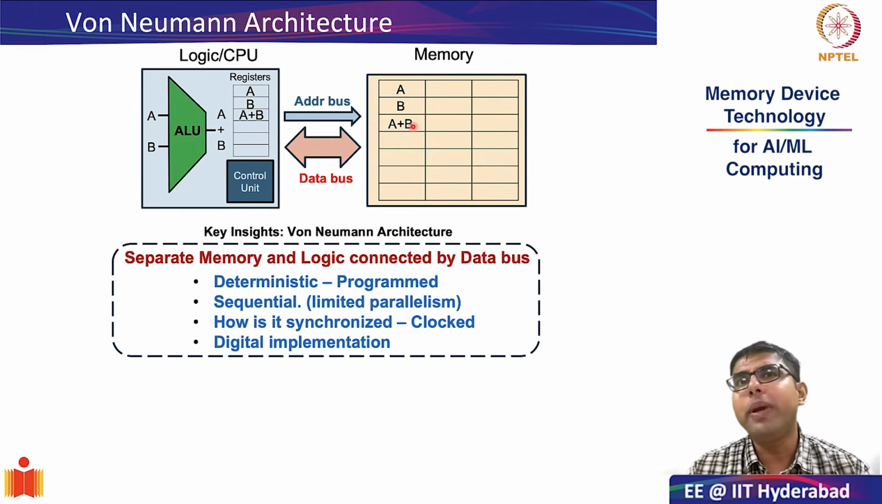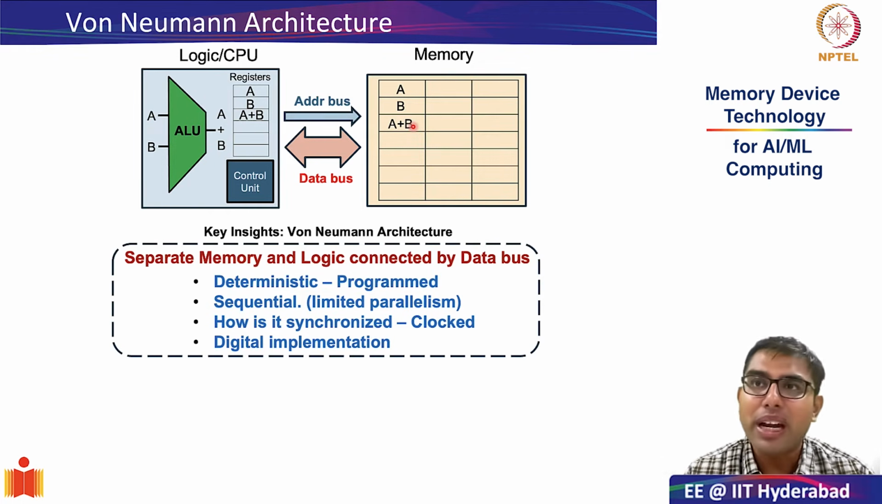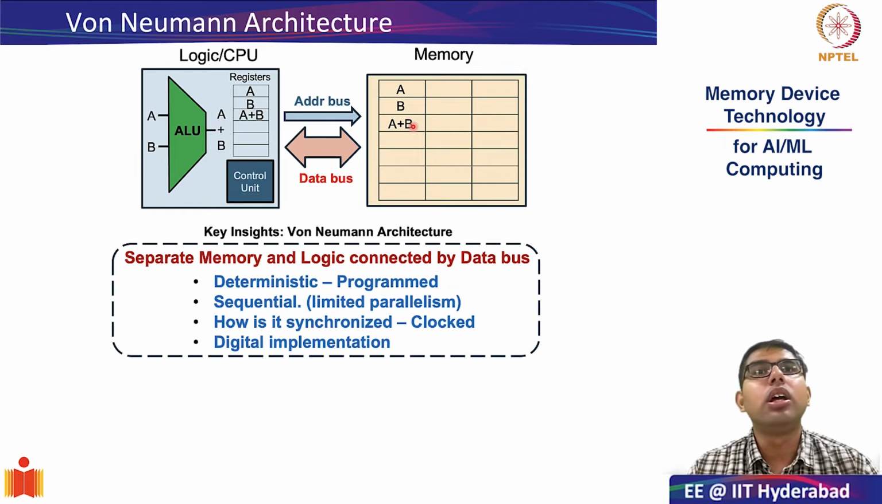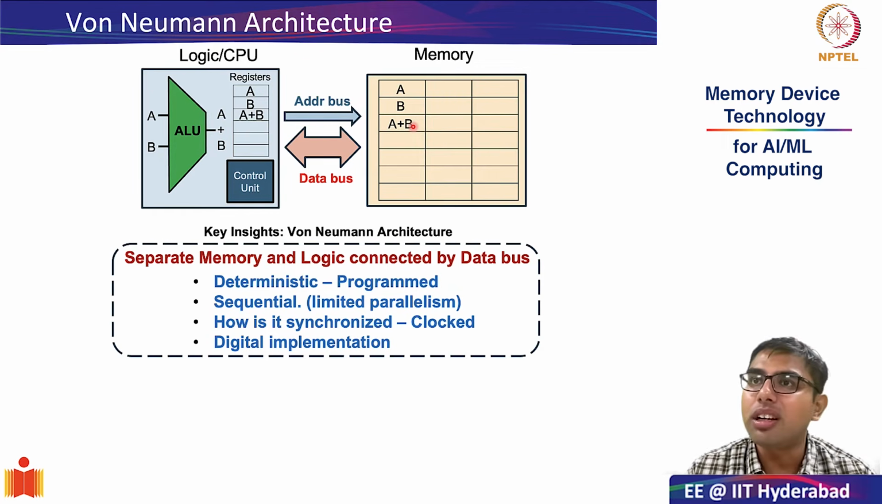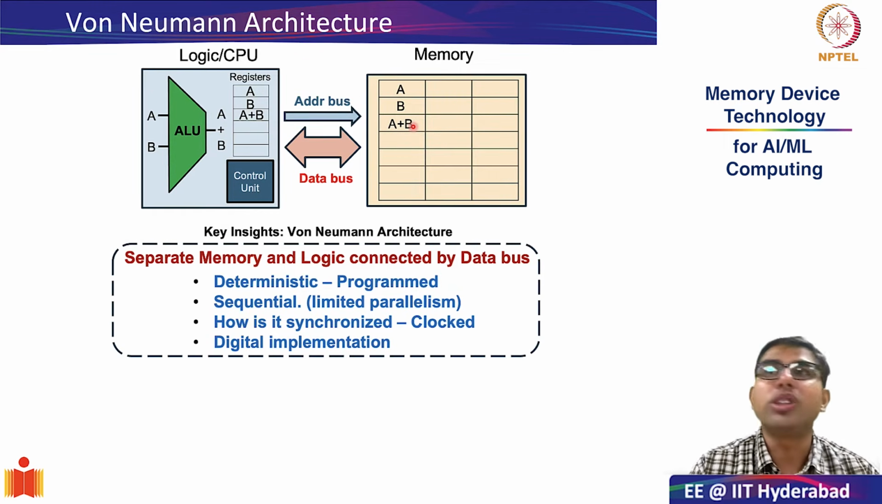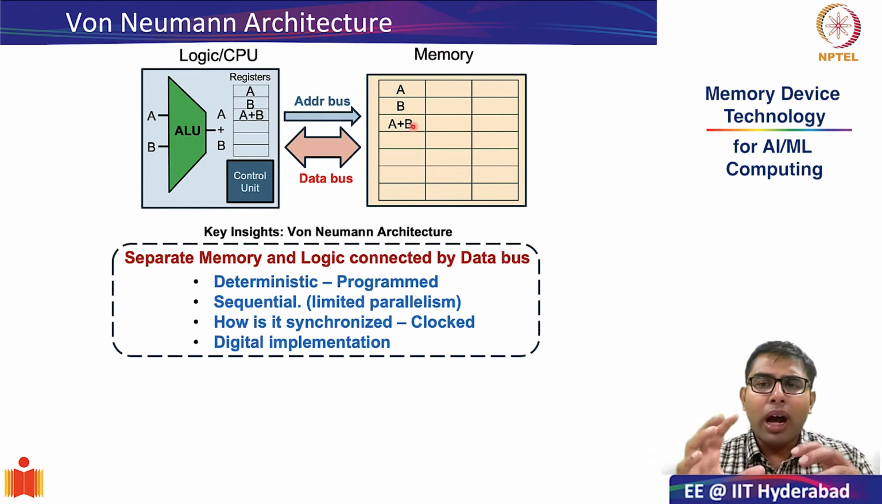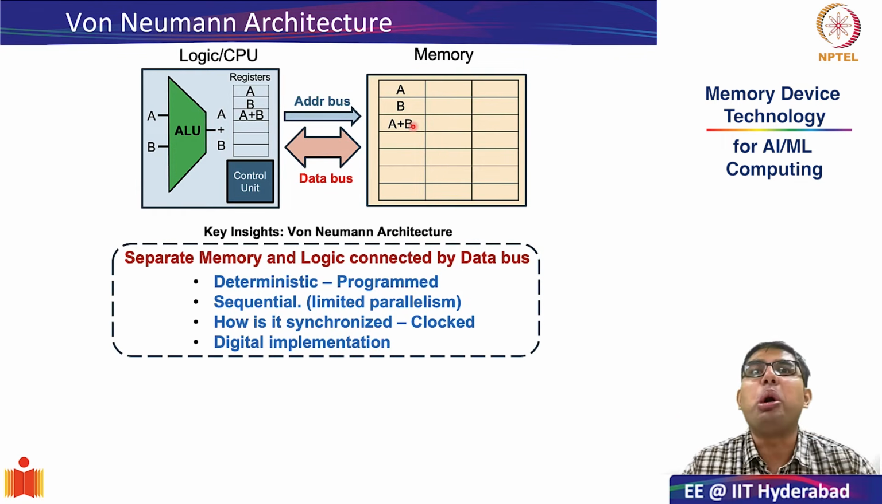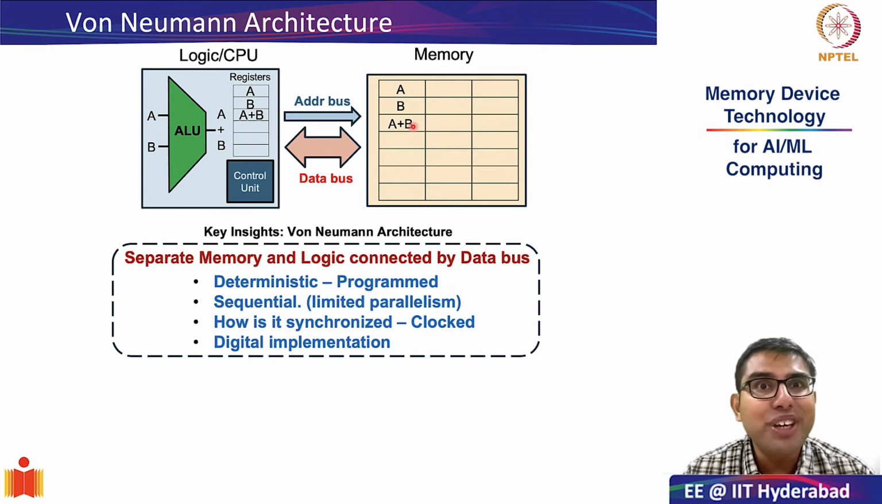Finally, which may not be a very important point, but is the case for 99.999% of all implementations of the Von-Neumann architecture, they are inherently digital. They work only on zeros and ones and not analog. I have placed a box around all these important features of the Von-Neumann architecture, which were very obvious through the previous example.